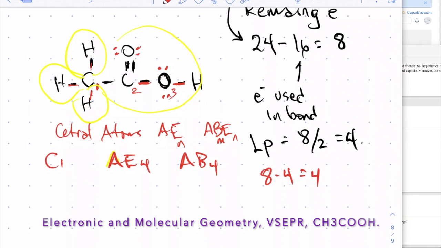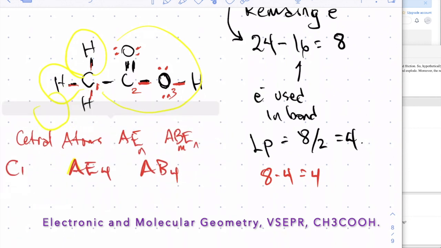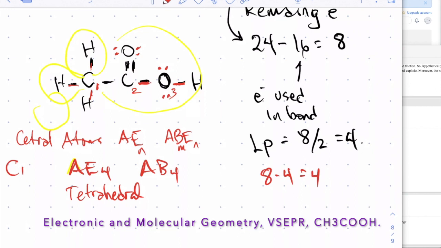We know right away that that particular atom is going to be tetrahedral. So the electronic designation is tetrahedral, and the molecular designation is tetrahedral.